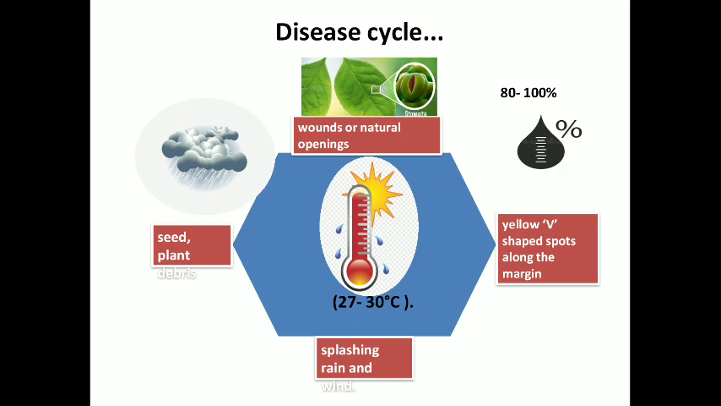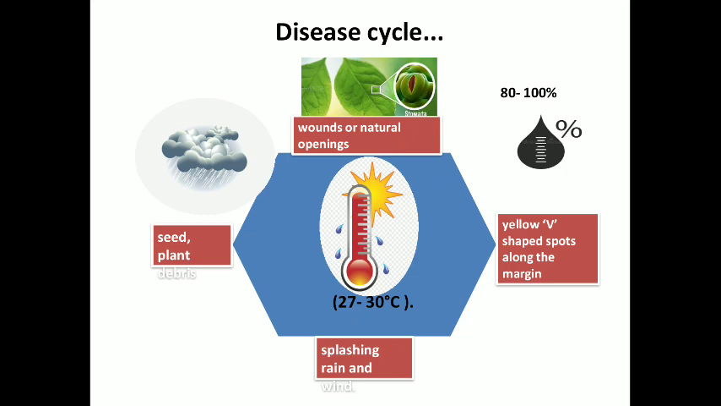Let's see the disease cycle. Rain favors the disease development of bacterial disease. Then the relative humidity around 80 to 100%, and warm temperature, around 27 to 30 degrees Celsius, favors the disease development.